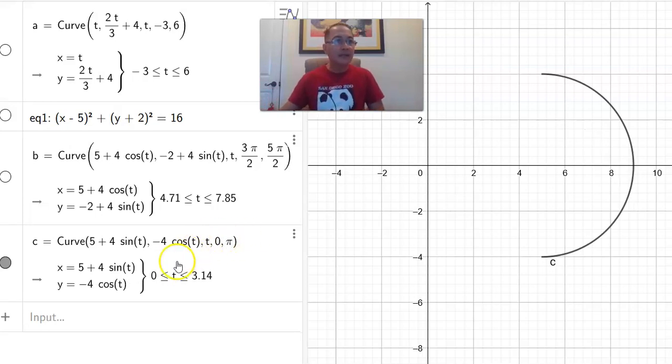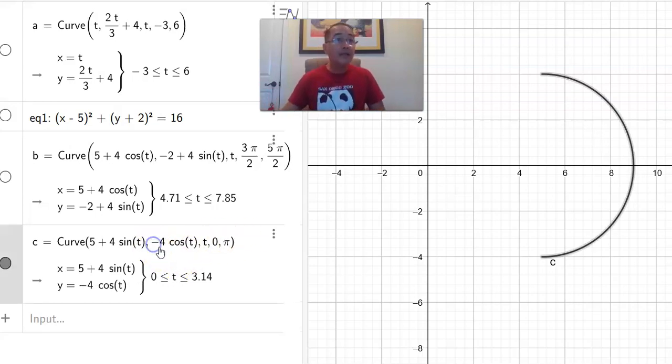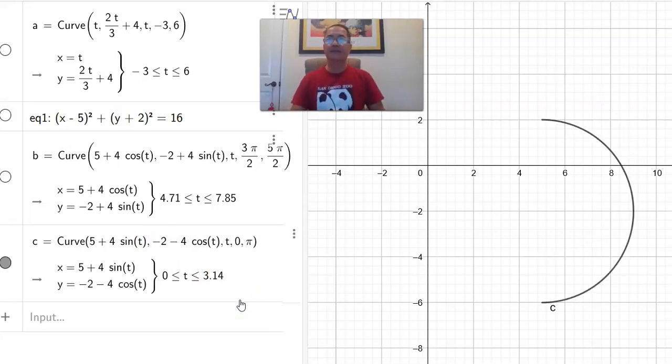Okay, so the negative 2 got lost. I thought, wait a minute, it moved. Minus 2, minus 4. There you are. Okay, so let's check. Yep, that's the full circle. And that is the right half of the circle, where our domain is now going from 0 to pi.